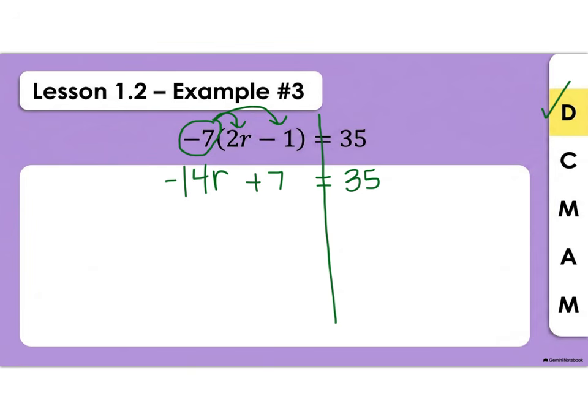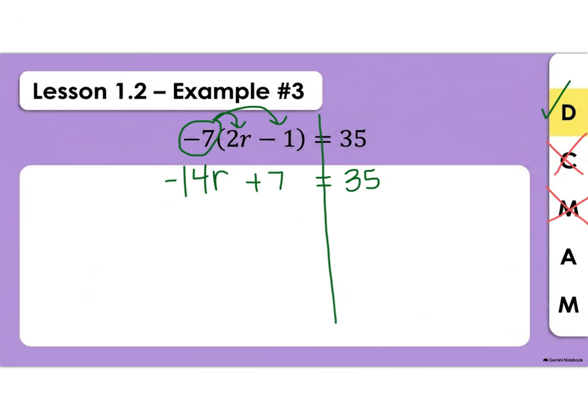Now, my next step is to combine like terms. If I look on the left, I have something that has an r and something that's a number, so these are not like terms. When I look to the right, I only have a number, so I don't have any like terms to combine. So I'm going to skip this second step. Next step is to move any variables that I have to one side. But again, I only have one variable and it's already on the right side, so I don't have to move anything else. I have to skip that step.